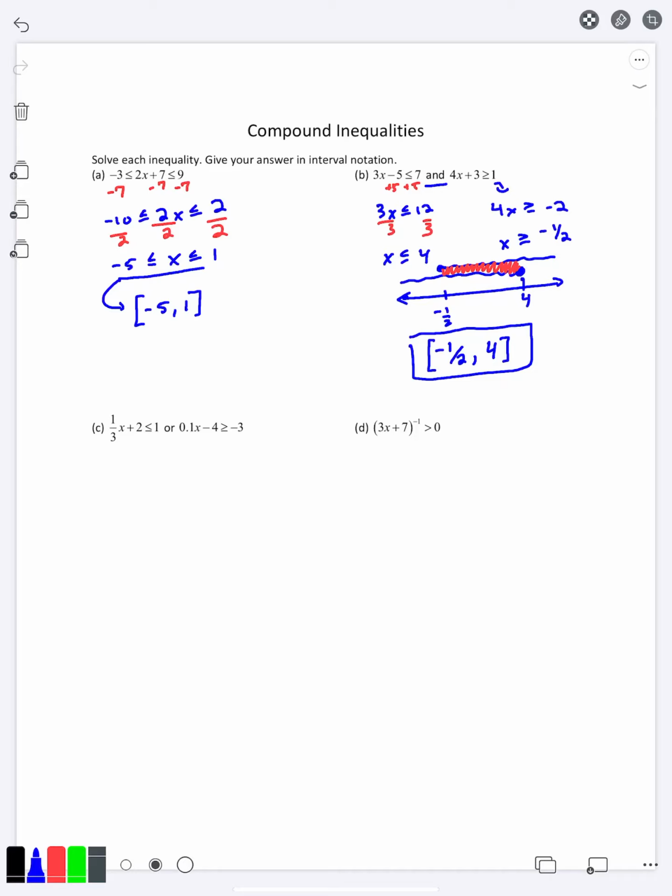So again, when you have an AND compound inequality, you're looking for numbers that satisfy both of them, which on the number line is the overlap part.